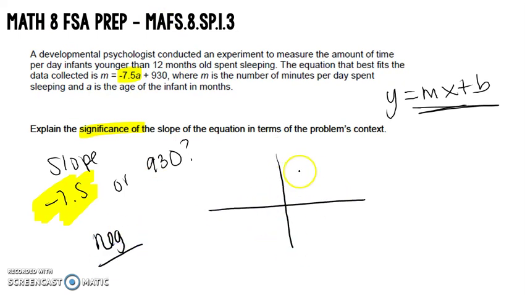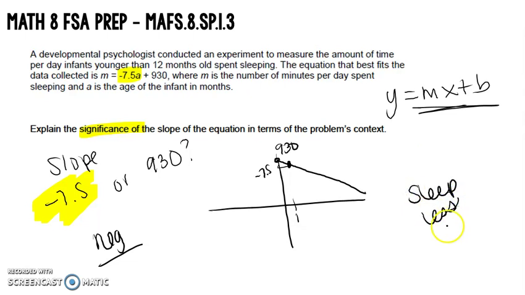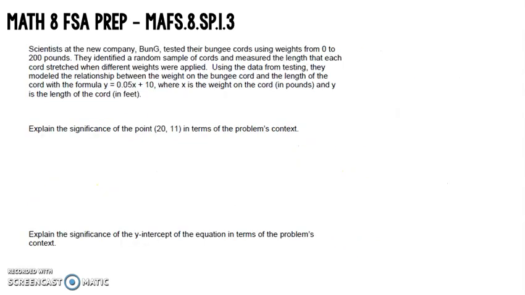Because if I were to graph this, 930 being my intercept, my graph would look like this, where every month the infant is getting older, that slope is negative 7.5. So would you suspect that as an infant gets older, they sleep more or they sleep less? So your correct answer would be that they sleep less on average. So as an infant gets older, they're sleeping less. All right, very nice job.